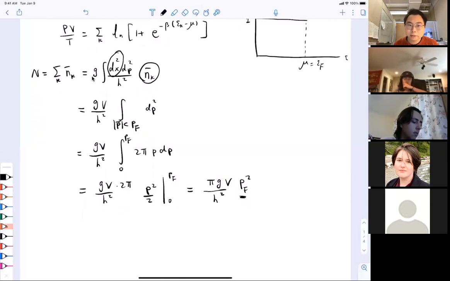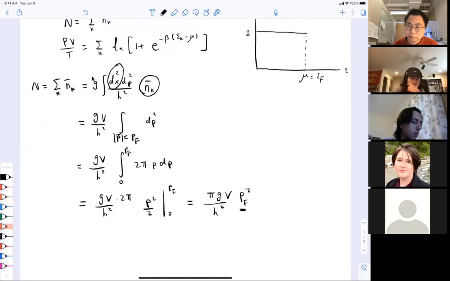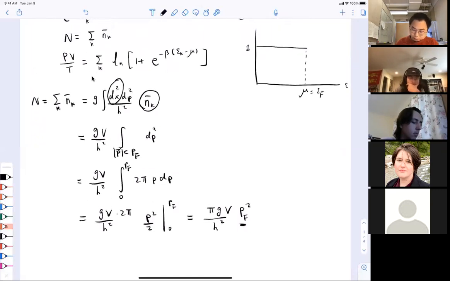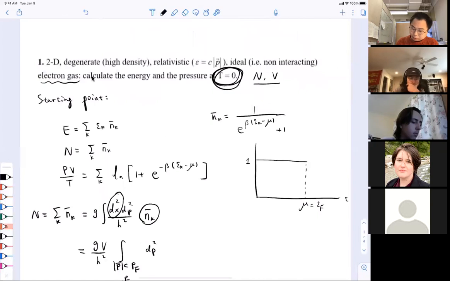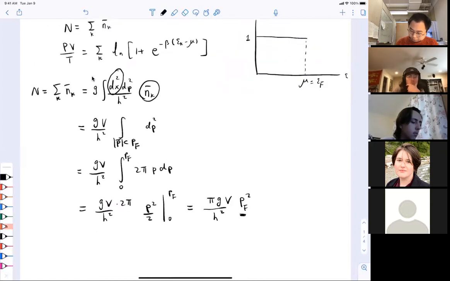Is it clear for this calculation here? So are we assuming we know what the Fermi energy is? No, that's why we know N and V, right? So from this equation, we can solve for PF in terms of the variables we know.